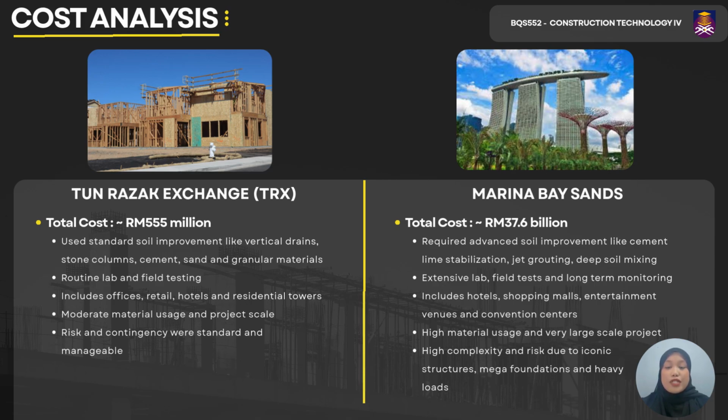Marina Bay Sands costs around 37.6 billion. It requires advanced soil improvement, including cement lime stabilization, jet grouting, and deep soil mixing, along with extensive testing and long-term monitoring. The project includes hotels, shopping malls, entertainment venues, and convention centers with high material usage and complex construction. Overall, Marina Bay Sands had higher costs due to larger scale, advanced soil treatment, extensive monitoring, and iconic structure.